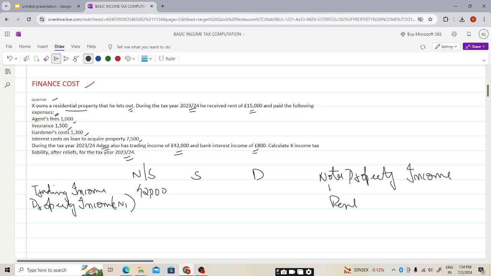That is rent received. What is the rent the individual is receiving here? What is the rent Adam is receiving? 15,000 pounds. Less expenses. What are the expenses that will be reduced? Sorry students, 1 minute.